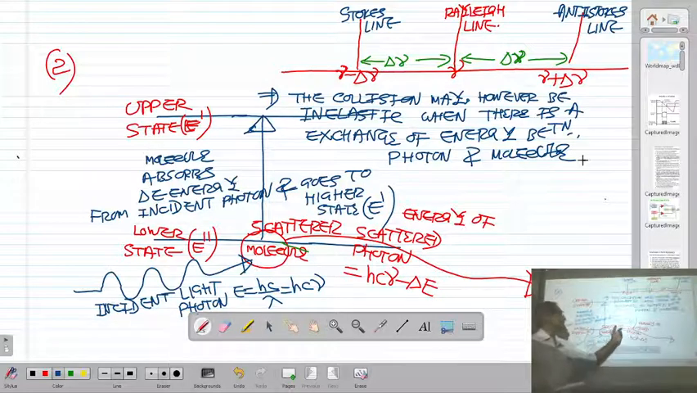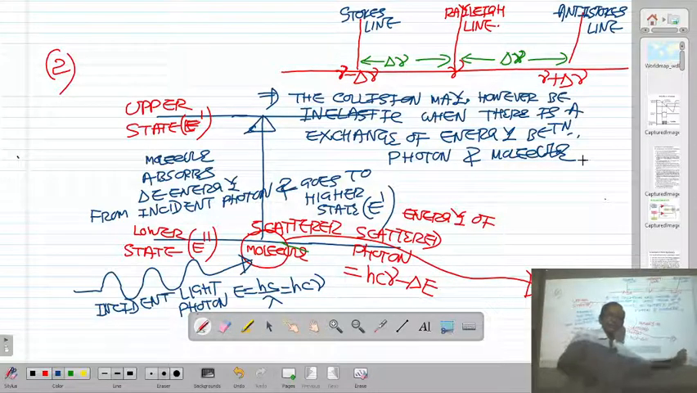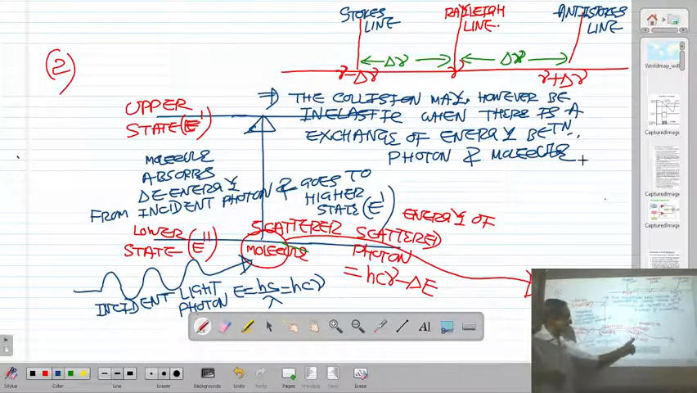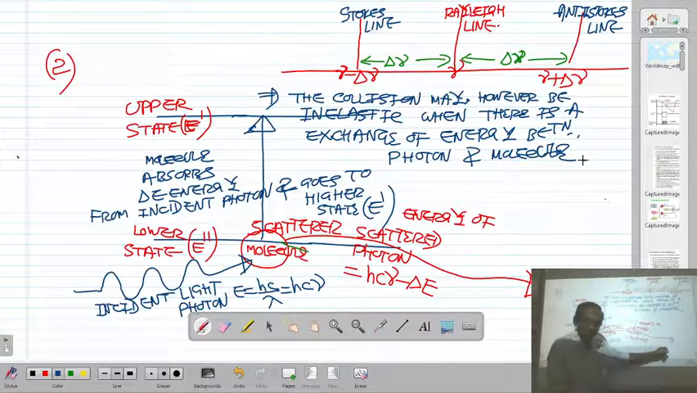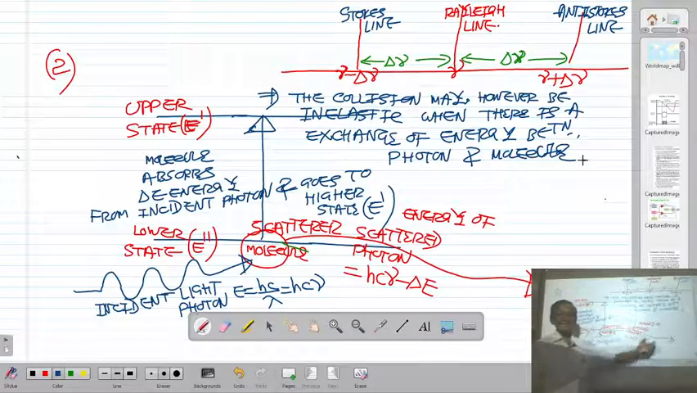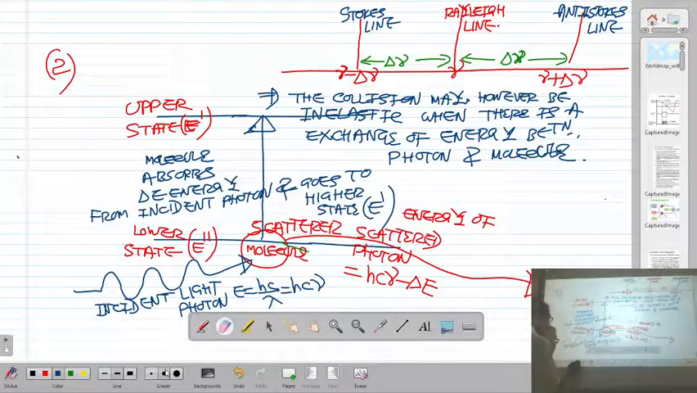So when incident light photon having energy hν collides with the scattering molecule in the lower state E double dash, the scattering molecule absorbs ΔE energy from the incident light photon and goes from lower state E double dash to upper state E dash, so that the energy of the scattered photon will be less, hν minus ΔE, because ΔE energy of the incident photon is absorbed by the scattering molecule. So when the photon is scattered, its energy will be less by ΔE. So the energy of the scattered photon will be hν minus ΔE. Okay, so that will be right here.